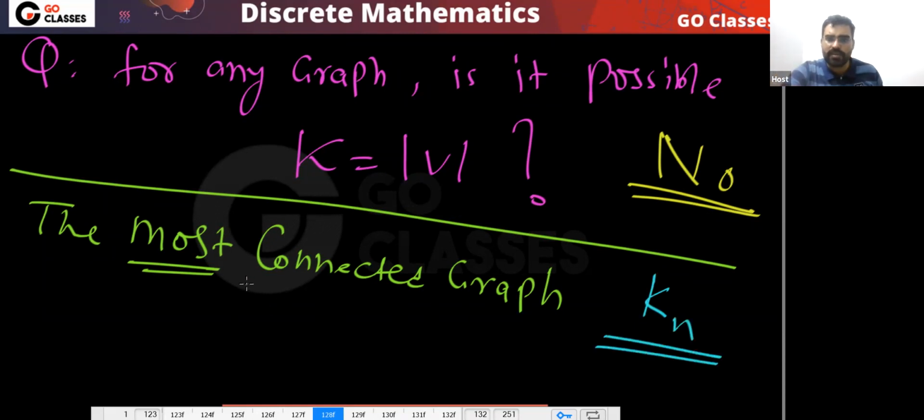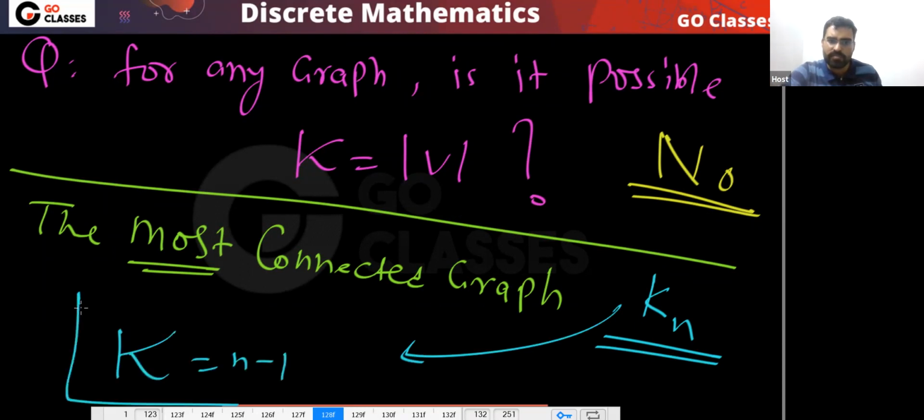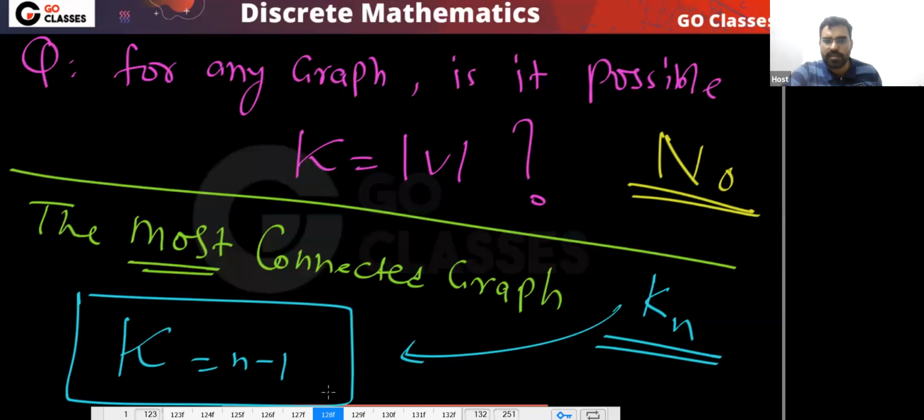That is your complete graph. And for this complete graph also, the kappa is actually n minus 1. Is this clear? So you can notice, you can never have kappa equal to the number of vertices. This is the most connected graph.